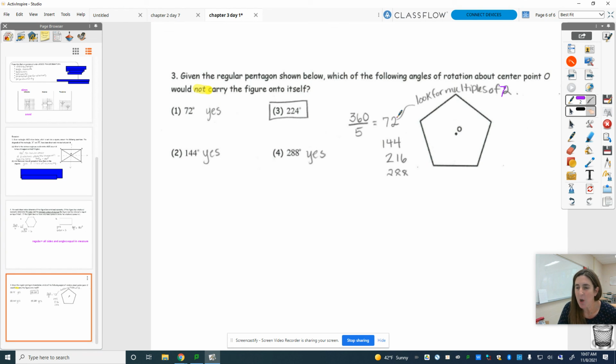Okay, all sorts of stuff. Line reflections, point symmetry, rotational symmetry. What is a rigid motion? Remember, rigid motions preserve distance and angle measure, and they are things like reflections, translations, and rotations.